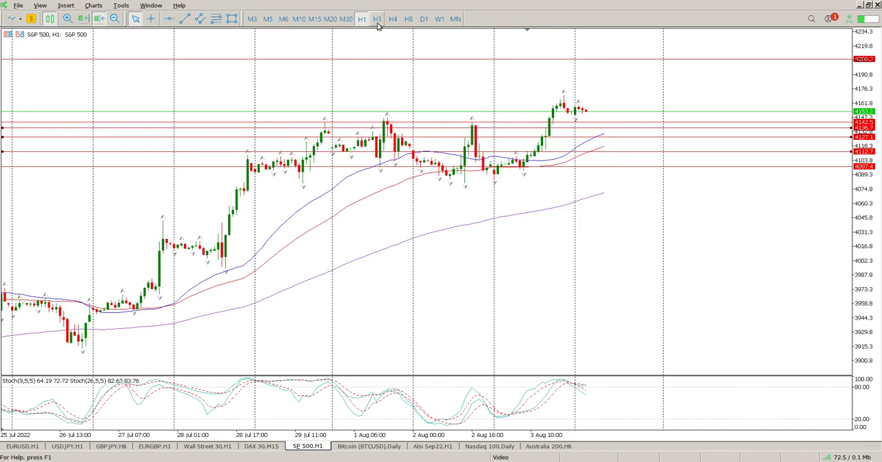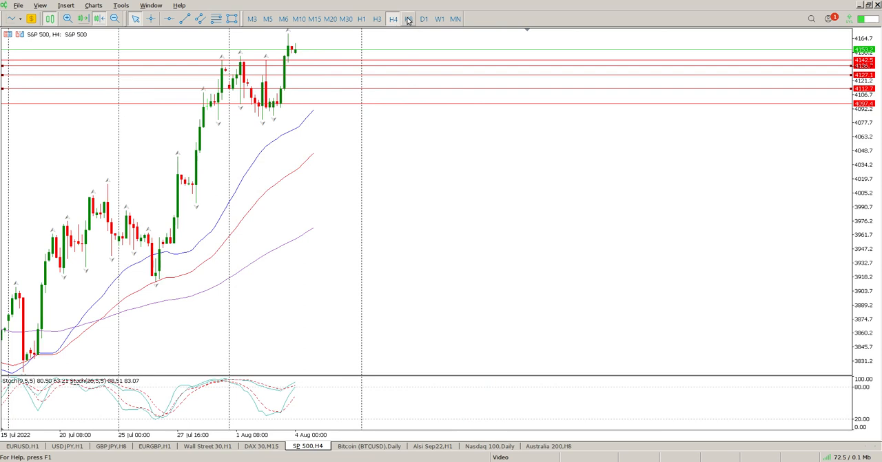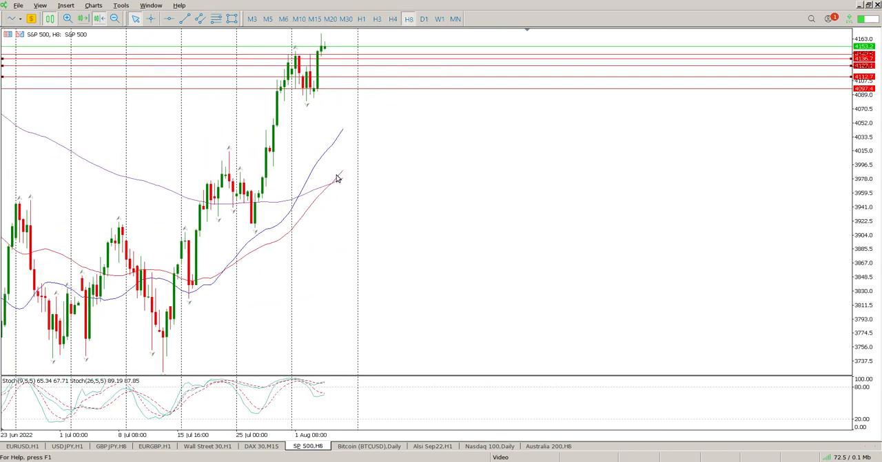1 hour, it's definitely up. 3 hour, it is definitely up. 8 hour, it is definitely up. But you could argue that we're waiting for a confirmation by a retest of the 155, and that's all the way down here at 4,000. So 4,000 still hasn't been tested.